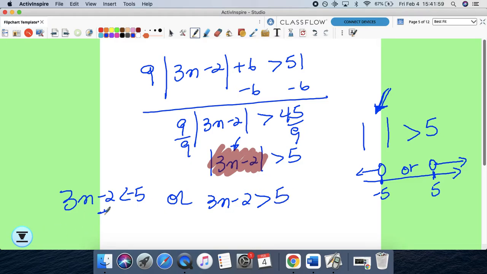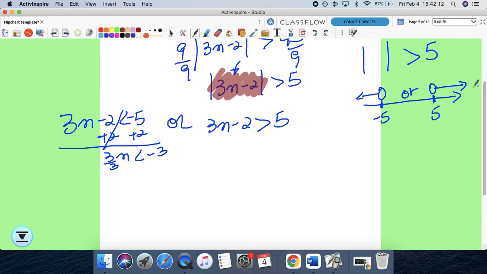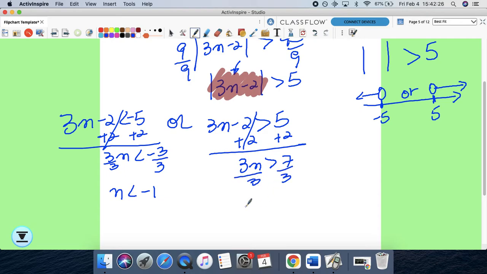Plus 2 goes away. 3n less than negative 3. Divide both sides by 3. N is less than negative 1. Or here we do plus 2 again. Plus 2. That goes away. We get 3n greater than 7. Divide both sides by 3. And n is greater than 2 1/3. Okay. Oh, sorry, 2 1/3.